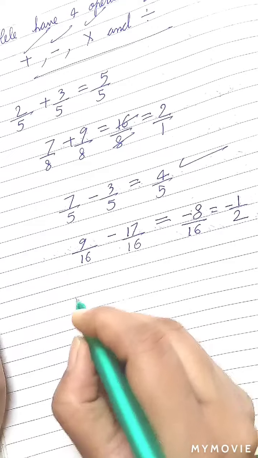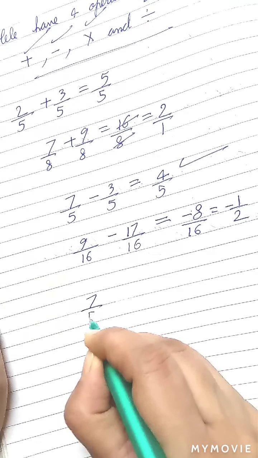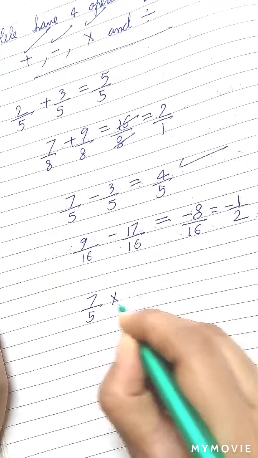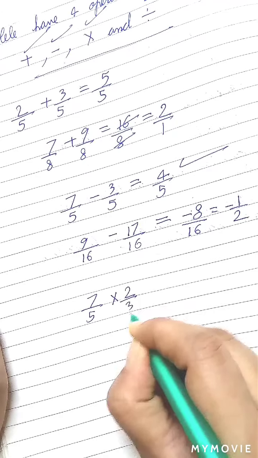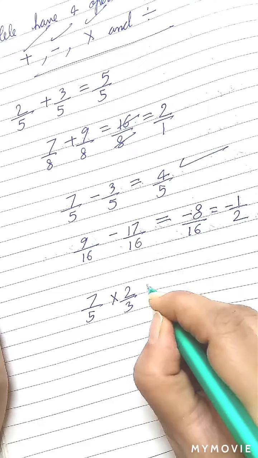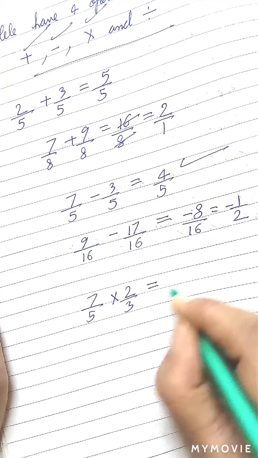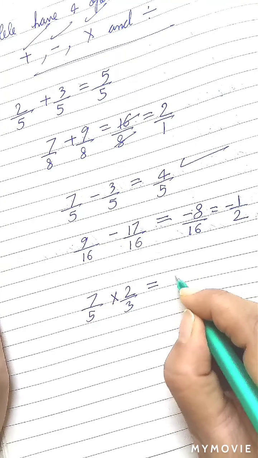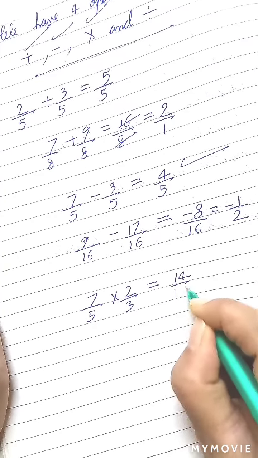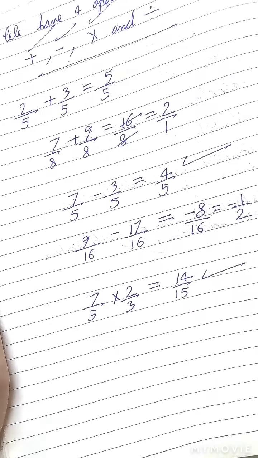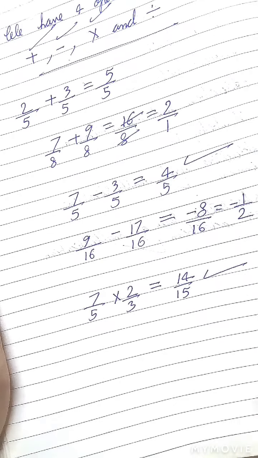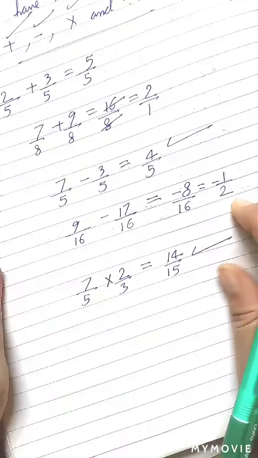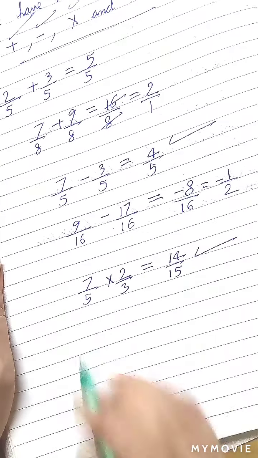Now let us multiply two rational numbers. So when we multiply these two rational numbers, we will get 14 by 15, which is again a rational number. Now, does it hold true in case of division? Let's see.